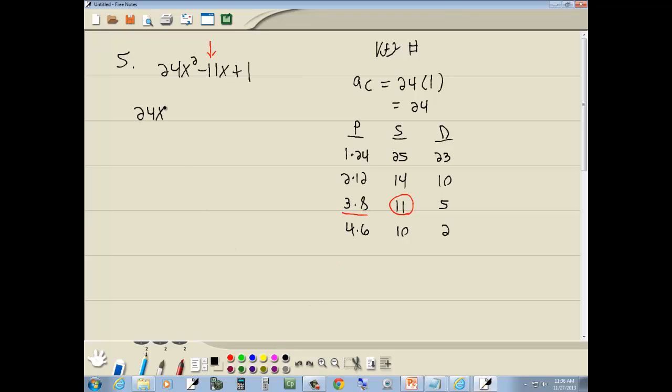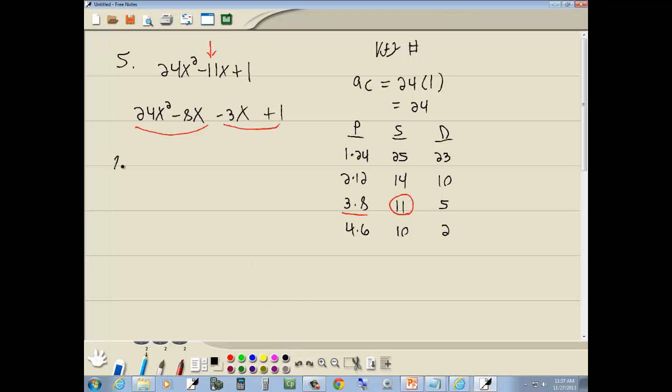So I got 24x squared plus 1 over here. We rewrite our middle term using these 2 numbers. The larger number in the P column that we're using, which is the 8, will always be the same sign as the middle term, which in this problem was negative. The number with circles is in the S column, S for same signs. Means they're both positive or both negative. Since the 8 was negative, then the 3 has to be negative. Now we want to factor by grouping.